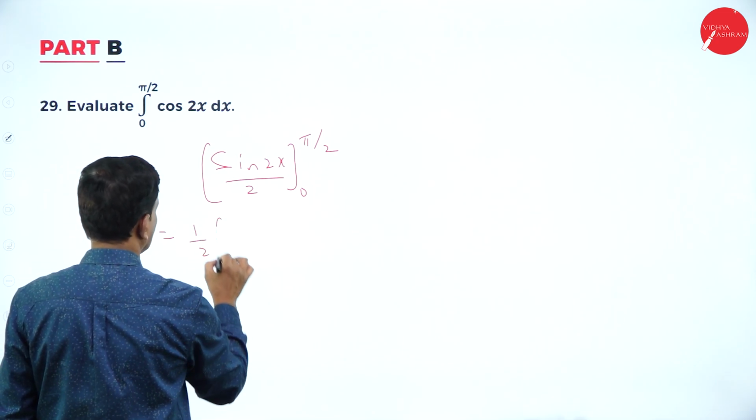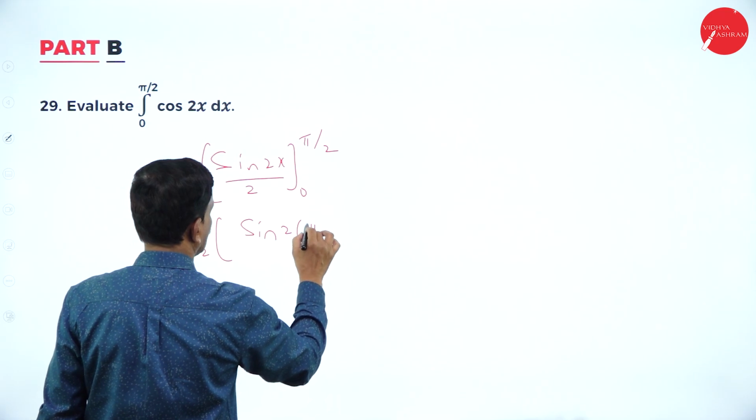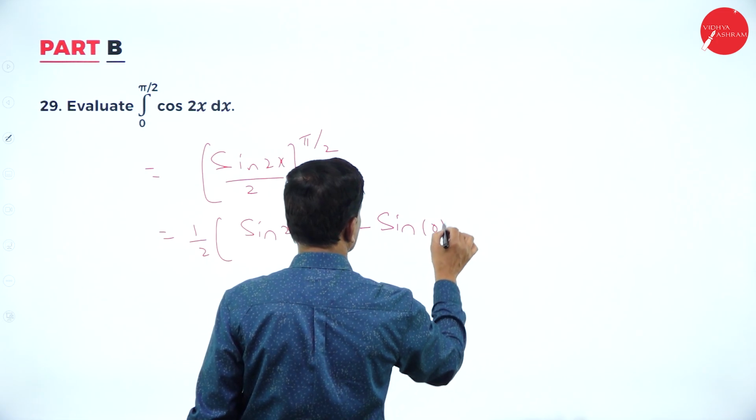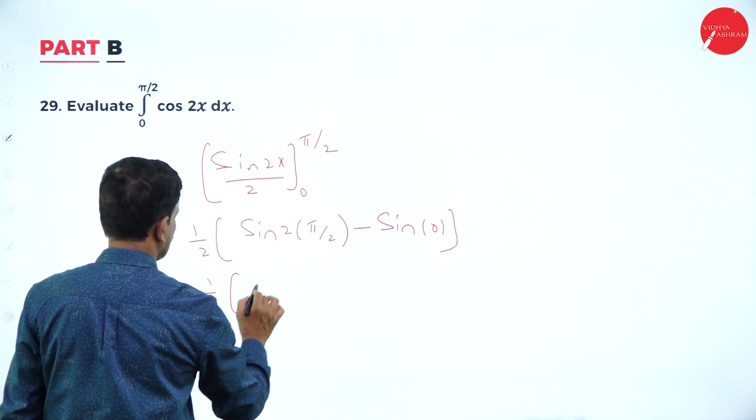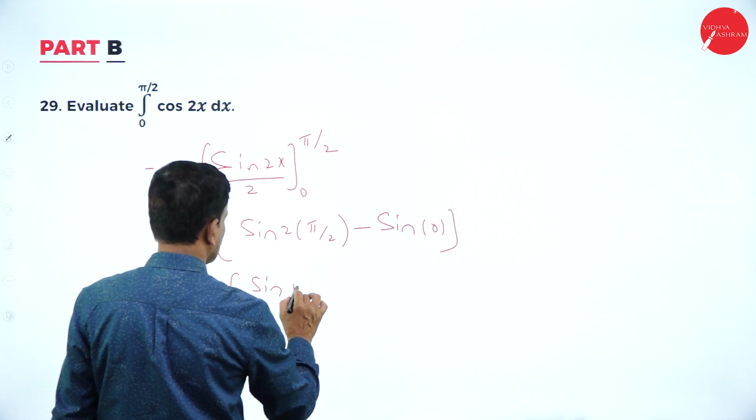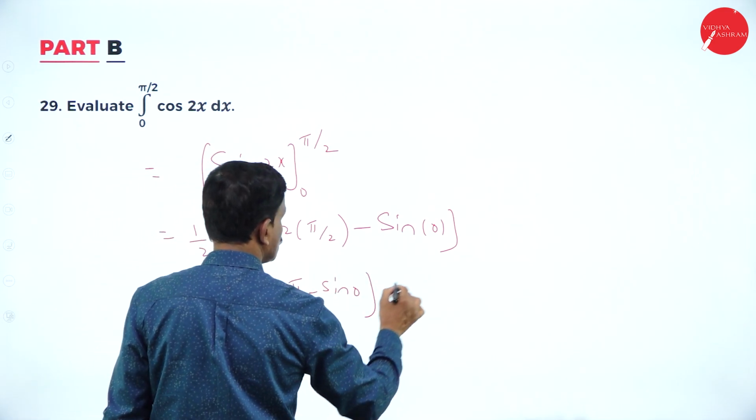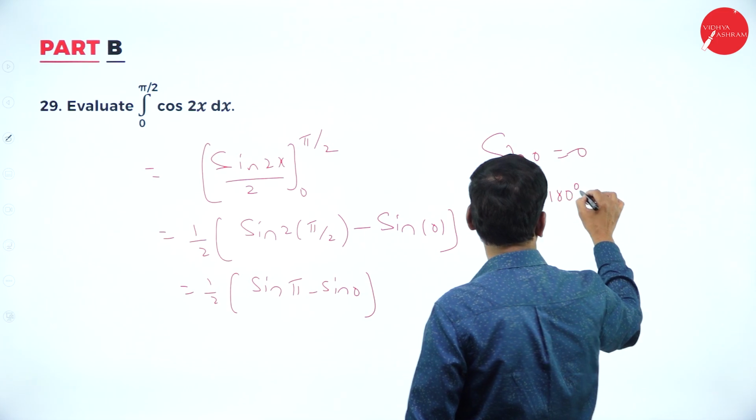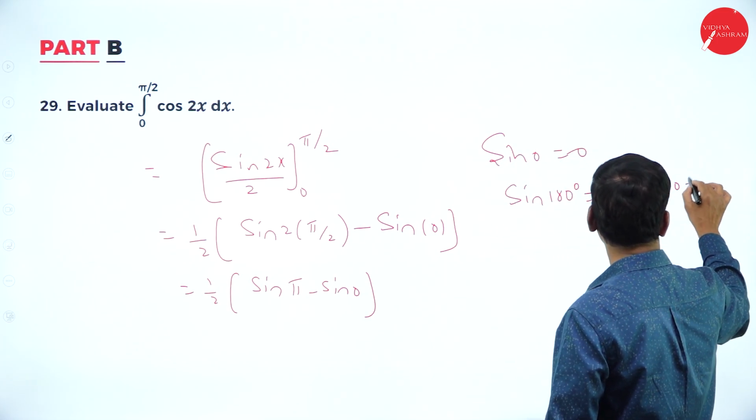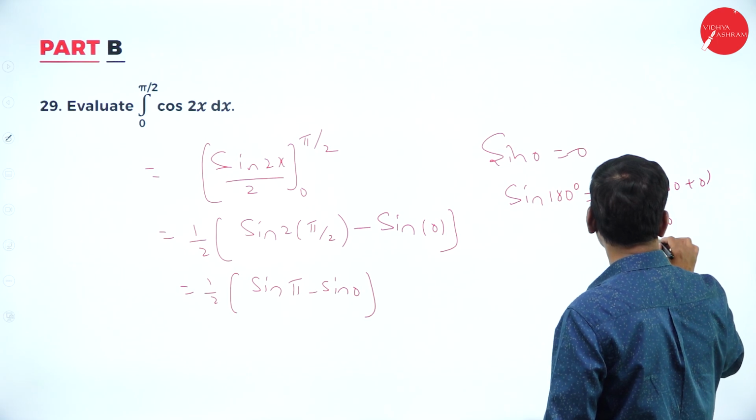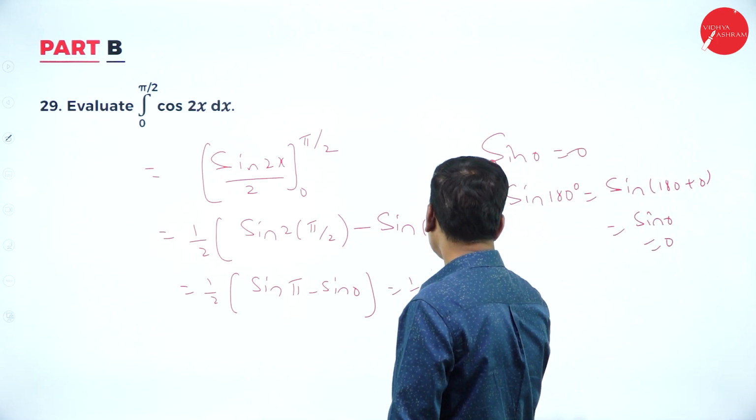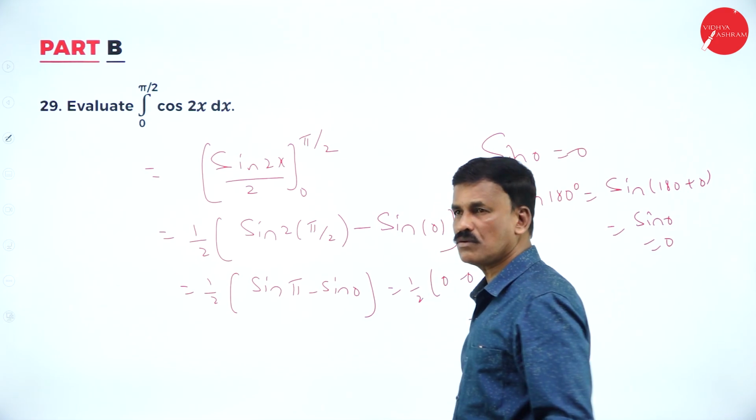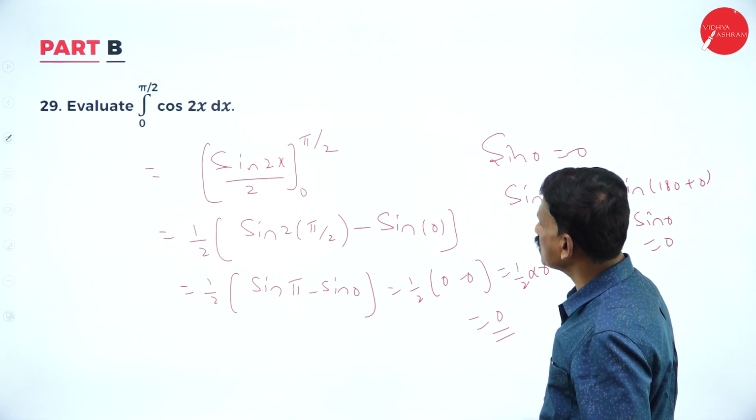Now you can take 1 by 2 out and apply the limits: sin of 2 times pi by 2 minus sin of 0. What is this equal to? Half into sin of 2 times pi by 2, which is nothing but pi, sin 180, minus sin 0. What is sin 0? Sin 0 is 0. What is sin 180? Sin 180 can be written as sin of 180 plus 0, which is sin 0, and that is also equal to 0. Half into 0 minus 0, half into 0, the answer is 0. That's it. Very simple.